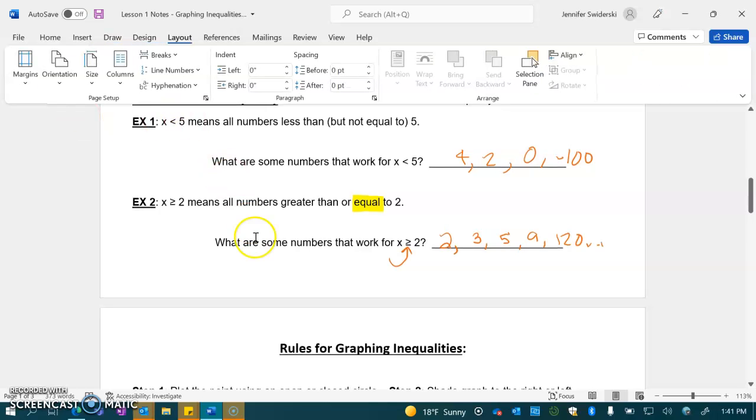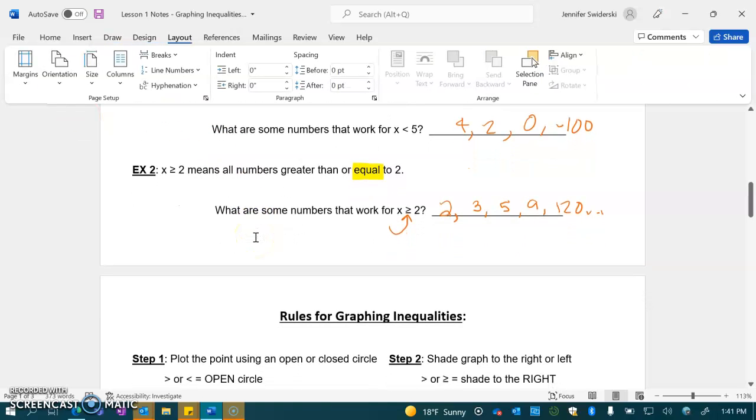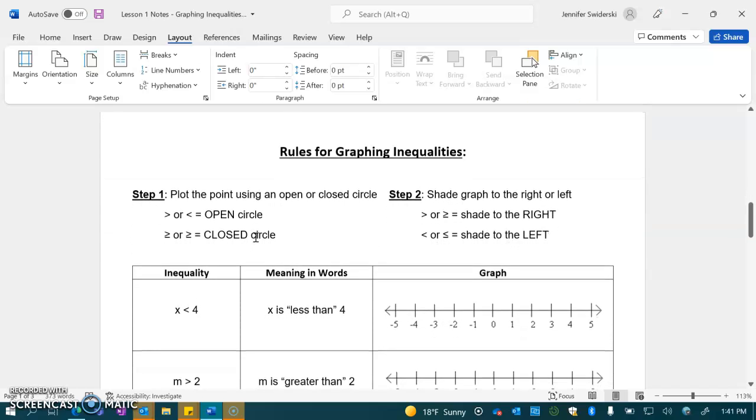So when we talk about graphing inequalities, this is a huge stepping stone for algebra. There's a few things that we have to think about. If you have symbols that are greater than or less than, you're going to use an open circle. So go ahead and draw that open circle there. If you have symbols that are greater than or equal to, or less than or equal to, your circle is going to be closed, because it entails that, hey, this number also is a solution. So your first step is always going to be to plot a point using an open or closed circle, and then shade your graph to the right or left using your symbols.